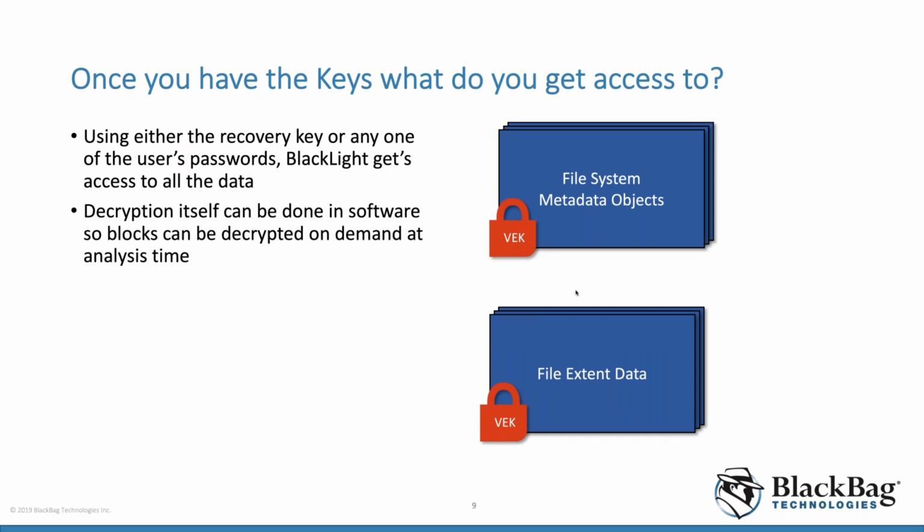So once you have the keys, what do you get access to? Well, on APFS, not all blocks on disk are encrypted, but the blocks that contain sensitive data are. For instance, the blocks in the file system that keep track of the file system metadata are encrypted. And of course, the extent data, so the blocks on your disk that actually contain your file data, are encrypted as well. So using either the recovery key or any one of the user's passwords, if you put an encrypted APFS software encrypted image into BlackLight, you're going to be able to get access to all of this data. Decryption itself can be done in software, so the blocks can be decrypted on demand at analysis time.